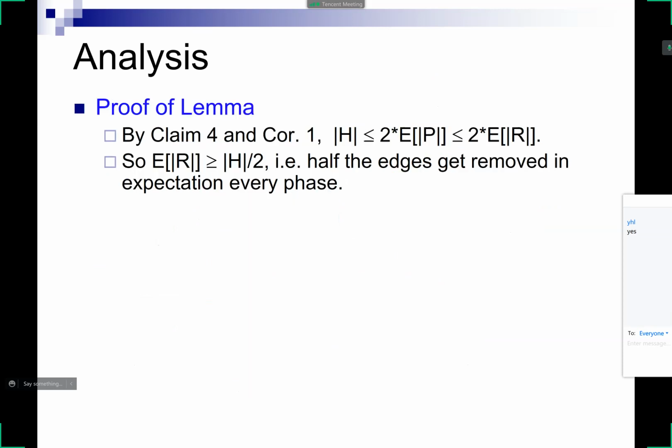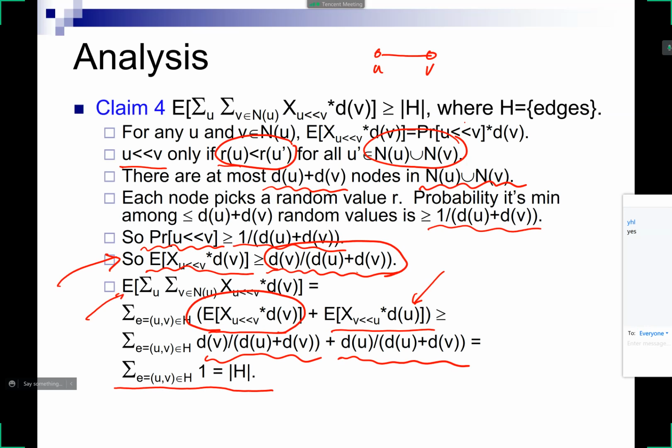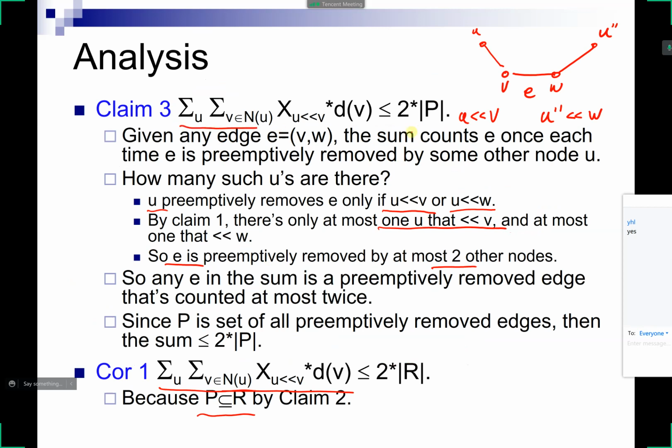Okay, so once we have these 4 claims, then we can prove the lemma that we were trying to prove, which is that in each phase, we're going to take out half the edges in expectation. Because what we showed is that, so now we're going to combine all of these claims, and we have that this sum over here, in expectation, is going to be at least the number of edges. But also by the previous claim, you have that this sum here is less than 2 times the number of preemptively removed edges. Okay.